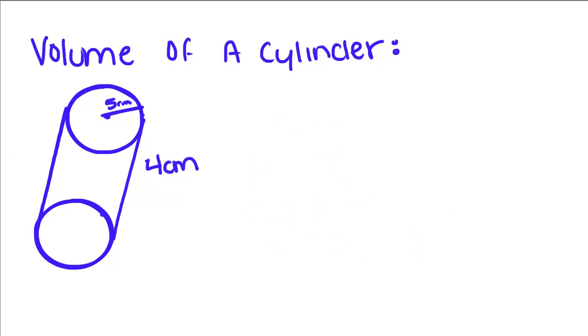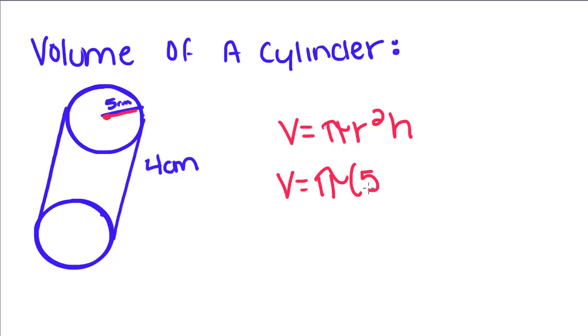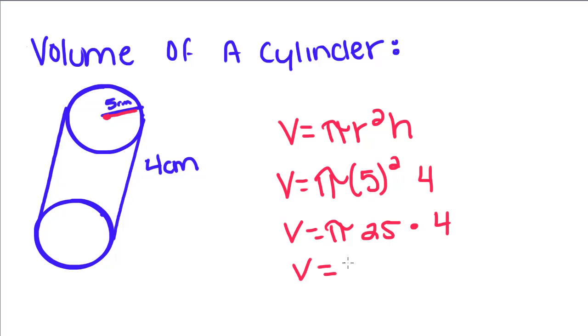Okay, so we have one final example. Volume equals pi r squared h. So pi, we have a radius of 5. So 5 squared times our height, which is 4. Volume is equal to 5 squared, which is 25, times 4. So volume equals 100 pi. And remember, volume is three-dimensional, so centimeters cubed.